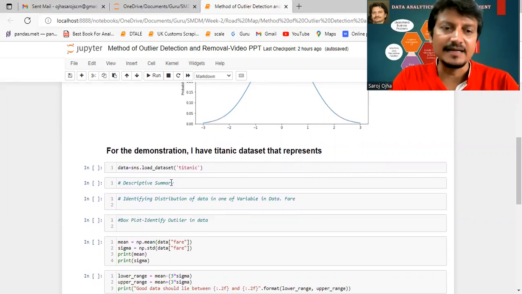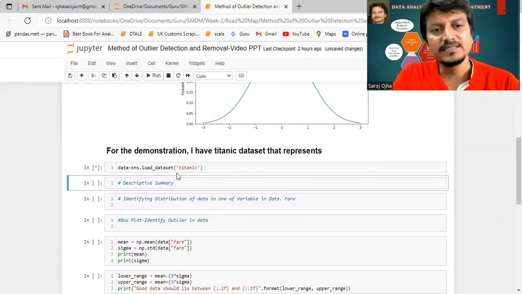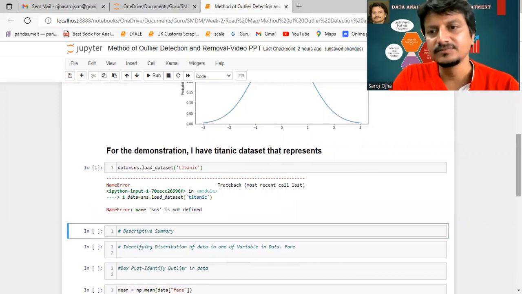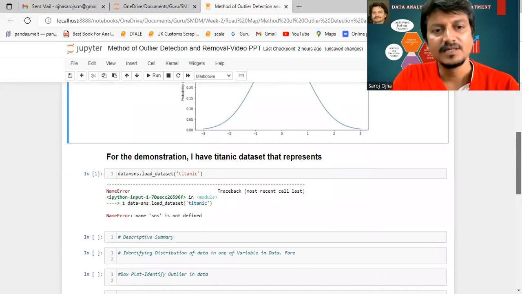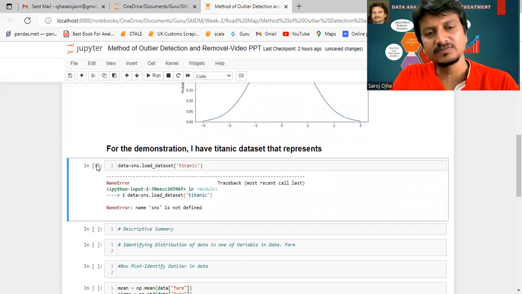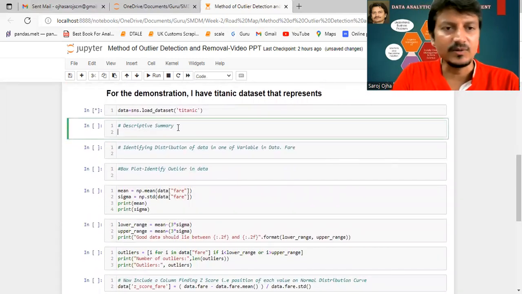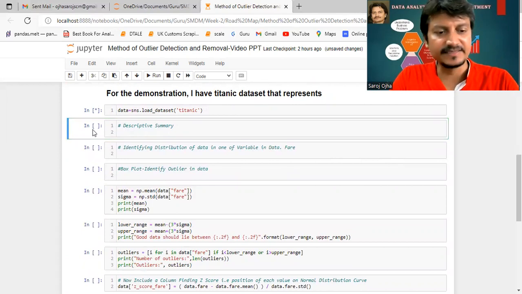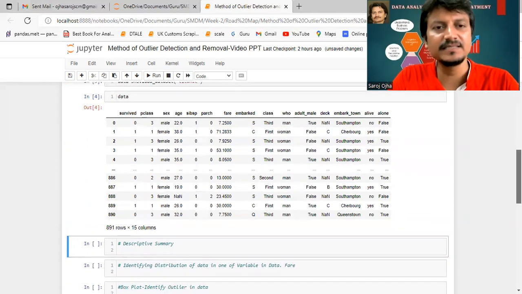Now, I loaded a dataset from the Seaborn library. It's an inbuilt dataset actually. Let's see this dataset. Oh, the library is not defined. So these are the libraries. I'm using Jupyter Notebook to go through this problem. Okay, so now I loaded the data. Now can we see the data? Yeah, we can see the data.